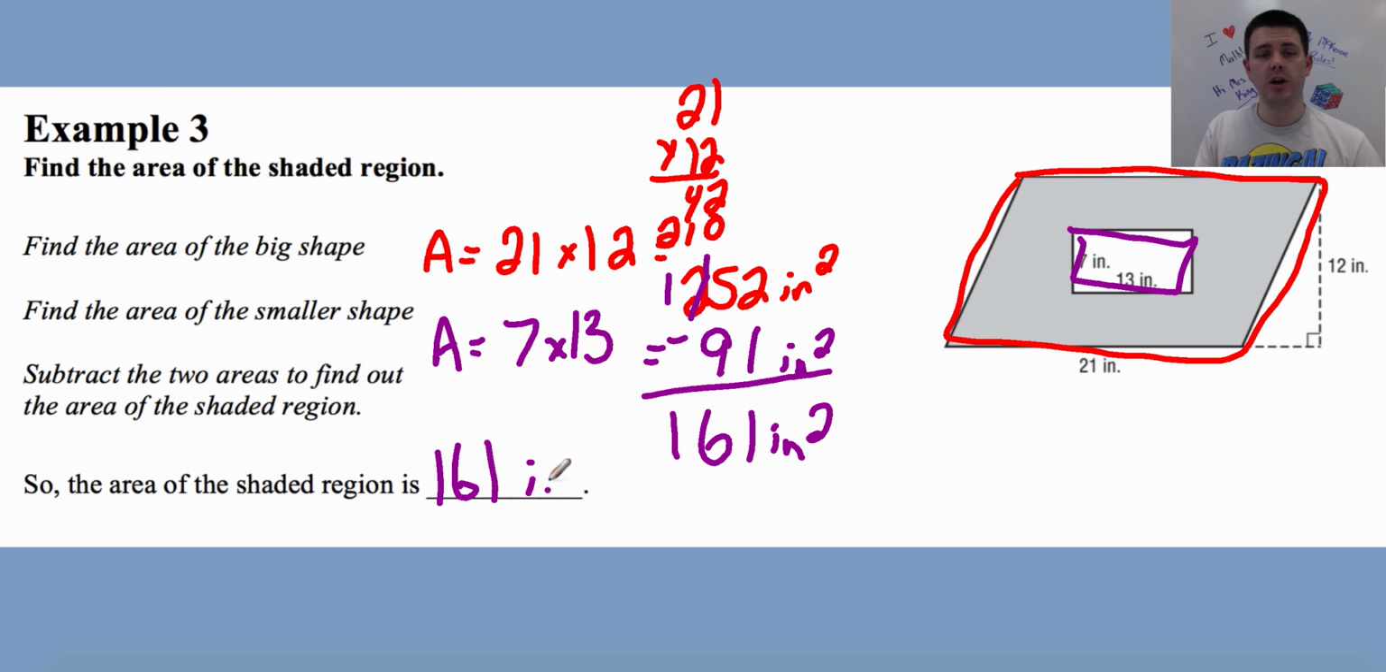Remember, don't leave your answer naked. Don't just give me a plain number. I need to know, what does it represent? It represents 161 square inches, or inches squared. Okay? So now we've learned how to use our area of a parallelogram formula to solve a variety of different problems.